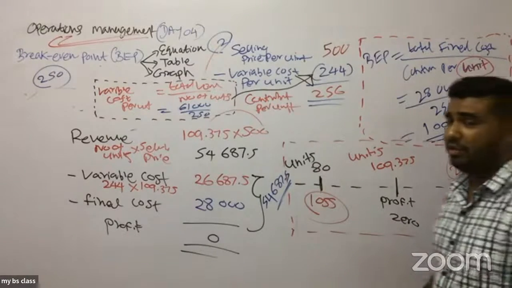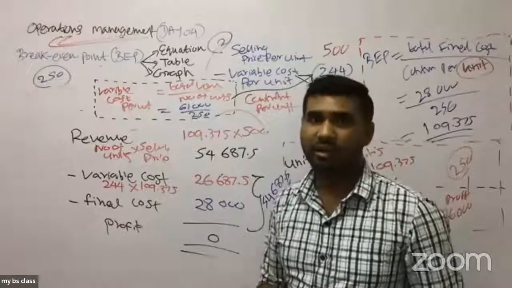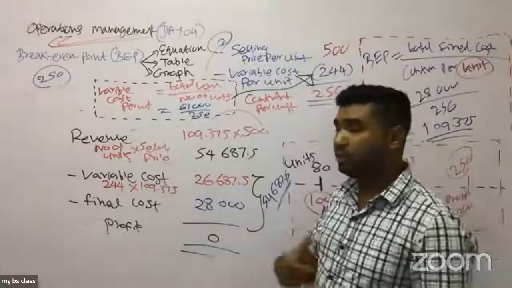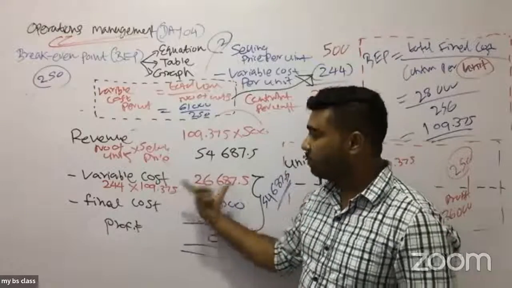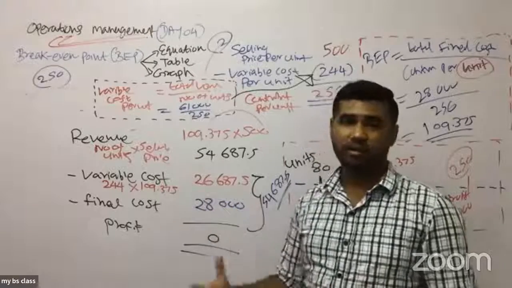So then what's the benefit? You should have a target. What is your target? What should be your target? To produce or to sell units more than that. So you should be targeting 150 units, 200, 250 like that.